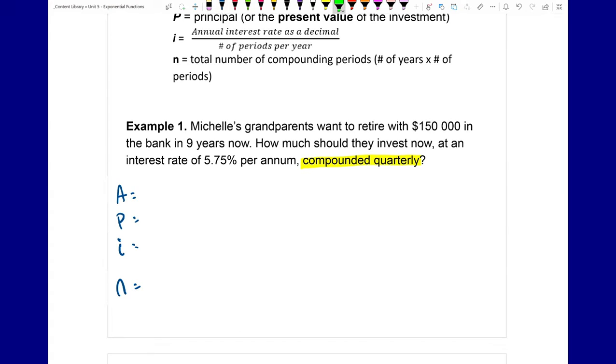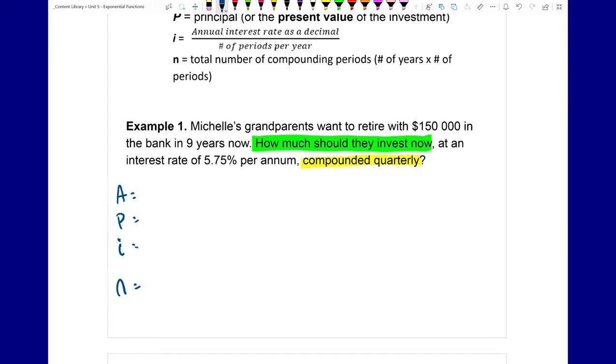Because the question is asking how much should they invest now, that should be a key indicator that we're looking for the present value. How much do we need now? How much do we need today? How much should we start with? Those are different phrases that we might come across that are asking for the present value. So we do have to make sure we are reading the question carefully.